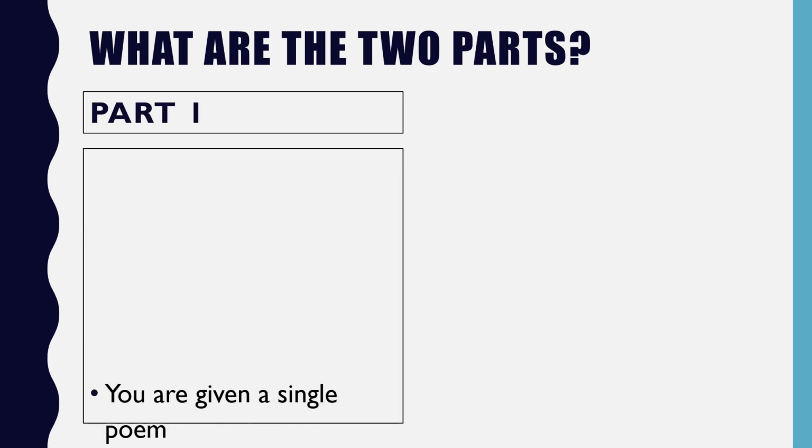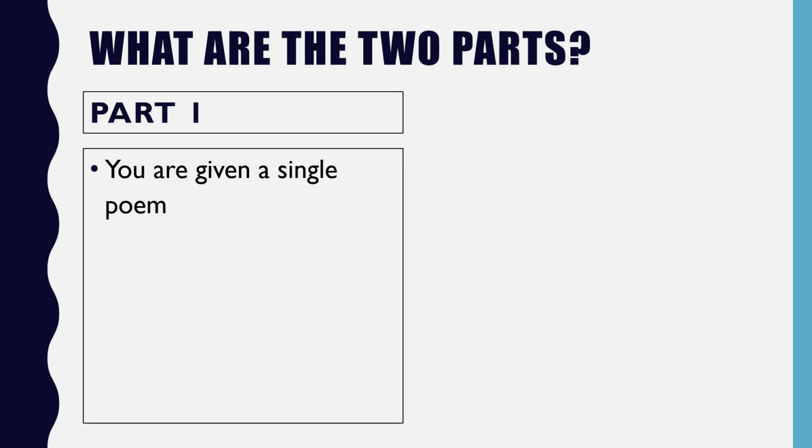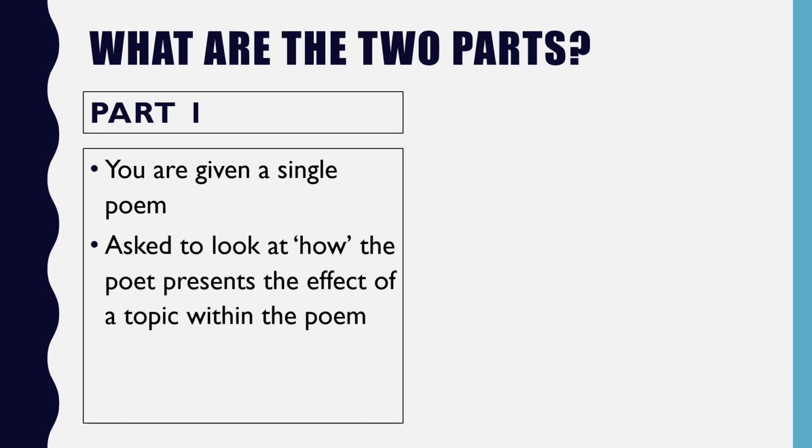Part 1 is you're given a single poem. You won't know who it's by or what it is until the actual day of the exam. You're asked to look at how the poet presents the effect of a topic within the poem. I won't be able to tell you what you're looking at because I don't know what the poem is, but it will be a how question, which means you'll be looking at language features. And this question is worth 24 marks. So you're going to be spending an awful lot of time on this question alone.